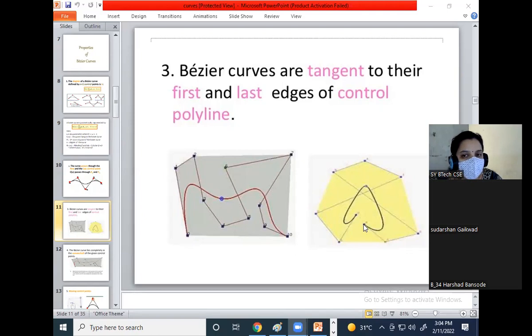Last point madhe pan kay hoil? At the last point, the line that connects it to the second last point is acting as a tangent at the first point and at the last point. So that is the property of the Bezier curve. Okay, are all of you getting this property?